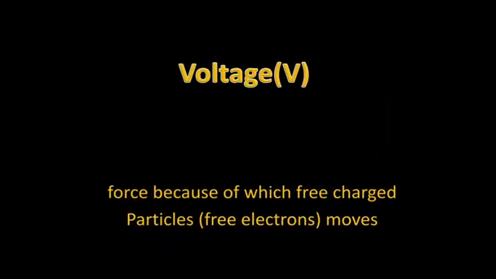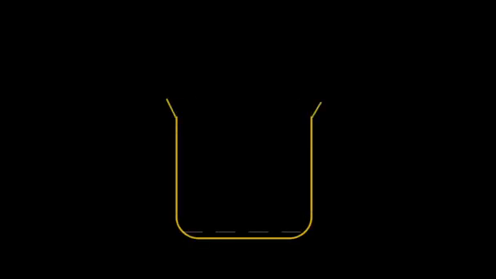That's why the definition of voltage is: the force because of which free charge particles or free electrons move in one particular direction. This is the definition of voltage. Now how exactly this voltage makes the electrons move in one particular direction, that we will discuss. For that we are going to discuss the battery, because battery is the source of voltage. So let us discuss the battery.